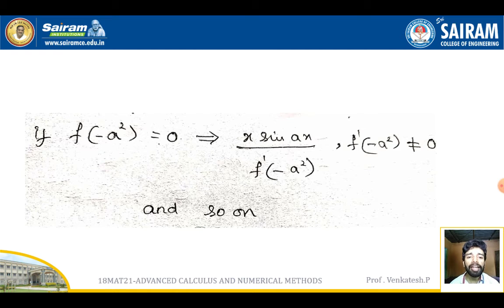Here I took an example with only the sin ax function. I replaced D square by minus a square, and immediately I got 0. Since I got 0 here, I multiplied x for the numerator and differentiated the denominator. Again I replaced D square terms by minus a square. Note that if D square terms are not there, we have to convert the D terms in terms of D square. Same condition here again, f dash of minus a square should not be equal to 0. If it comes 0 again, follow the same procedure, multiplying x for the numerator and differentiating the denominator.